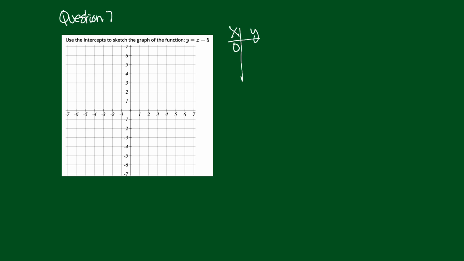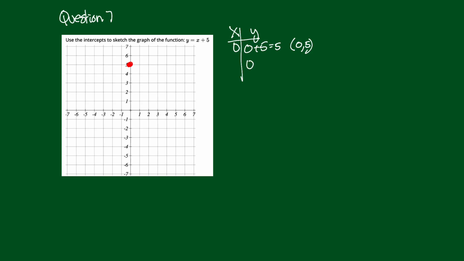So what do you get here? When x is 0, if you put 0 into this equation, it'll look like 0 plus 5, which is 5. So I get this point, (0, 5). Let's plot that. So 0 horizontal, but 5 vertical. I'm going to get this point right here.